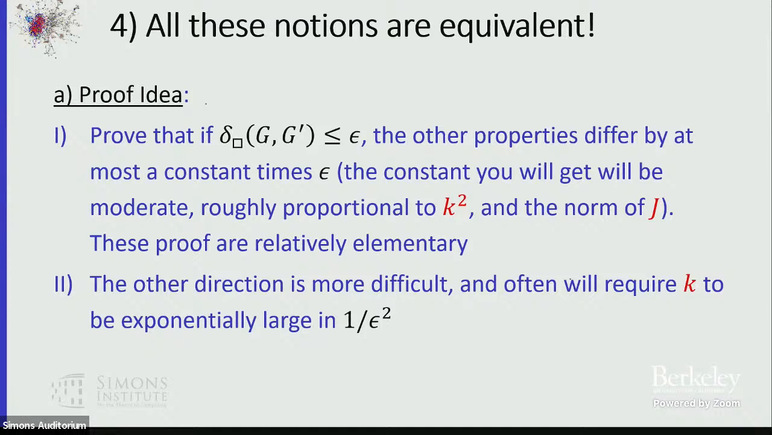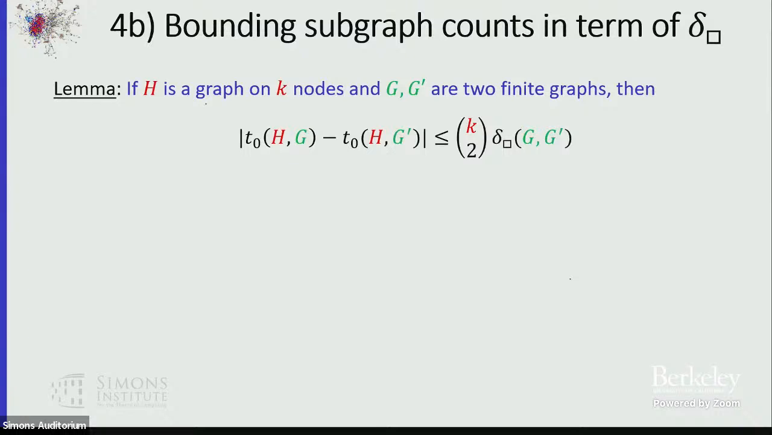And often we will require that the k in the previous theorem is sufficiently large to give a good enough approximation. So it will often be exponentially large in 1 over epsilon squared, which has to do with the weak Szemerédi lemma we'll discuss later today. So I will now give you the proof in terms of the subgraph sequences and the cut metric. And I do the easier direction first.